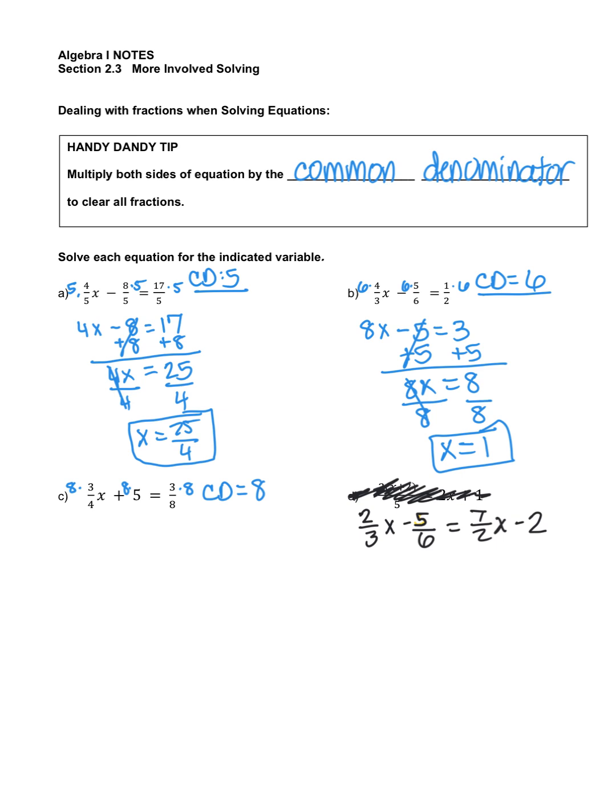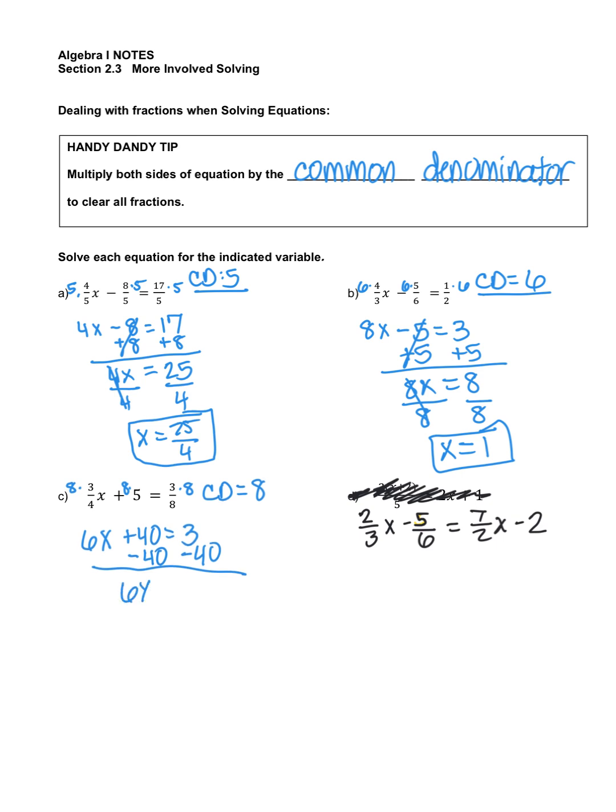So 8 times 3 is 24, divided by 4 is 6. We have 6x, 8 times 5 is 40. 8 times 3 is 24, divided by 8 is 3. Now we have our equation of 6x plus 40 equals 3. We're going to isolate x. So we have plus 40, so let's do a -40 on both sides.